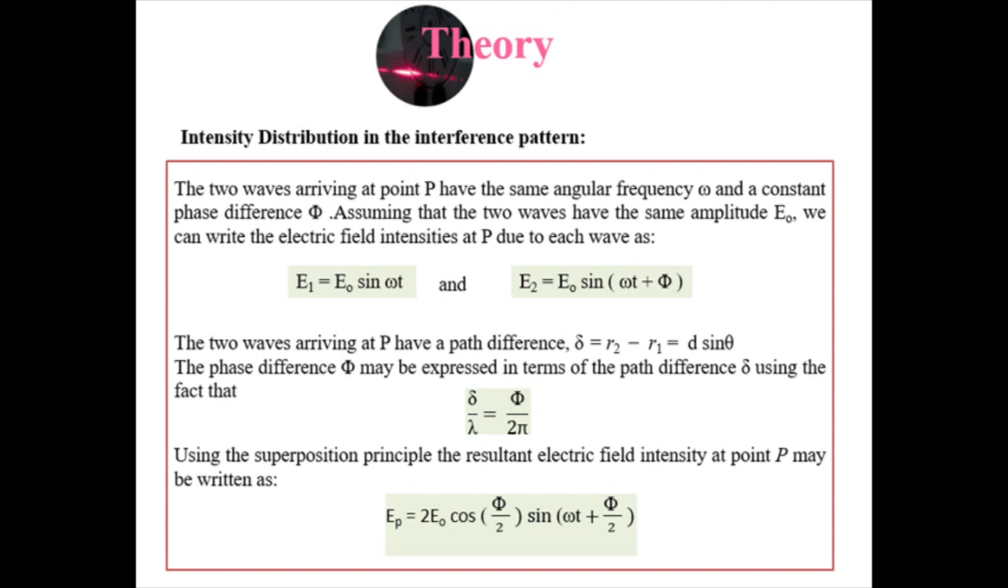Now, I want to focus on the intensity distribution in the interference pattern. The two waves arriving at point P have the same angular frequency omega and a constant phase difference phi. Assuming that the two waves have the same amplitude E naught, we can write the electric field intensities at P due to each wave as E1 equals E naught sine omega t and E2 equals E naught sine (omega t plus phi).